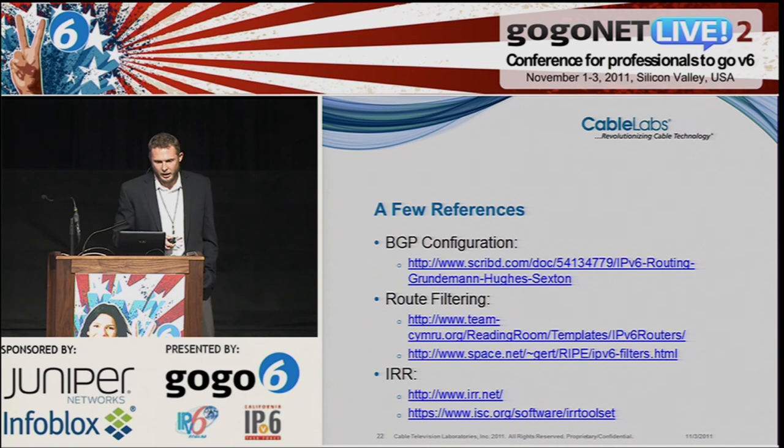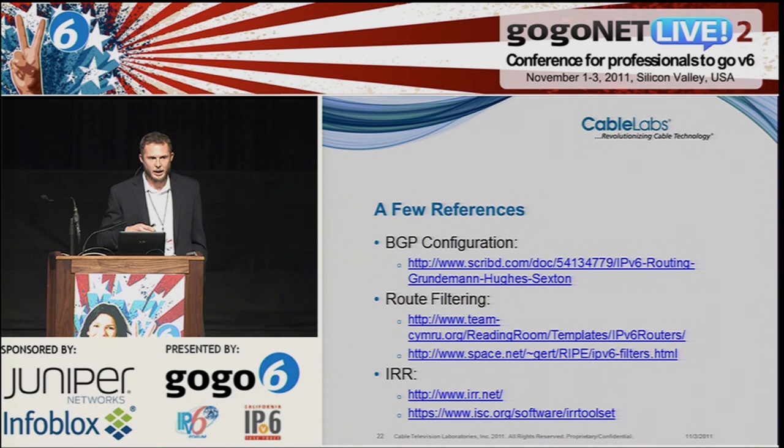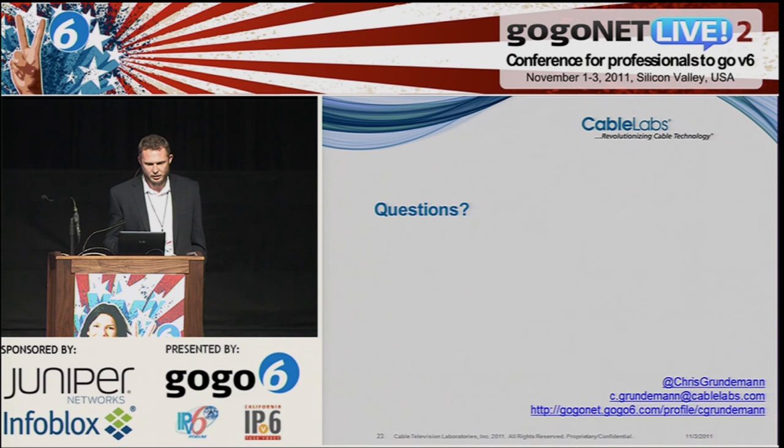There's route filtering, so I've got a link to Team Cymru's IPv6 routers page, which has links out to their suggested filters and packet filters and things like that. Also, Gert Doering has IPv6 filters set up, which gives some good information. It's a little bit dated now, but it's very close to exactly the examples I gave today. And then also for IRRs, right? There's IRR.net, which is put up by Merit, and then ISC has a really nice IRR toolset, which you can use to help generate prefixes or prefix filters and things from the IRR database.